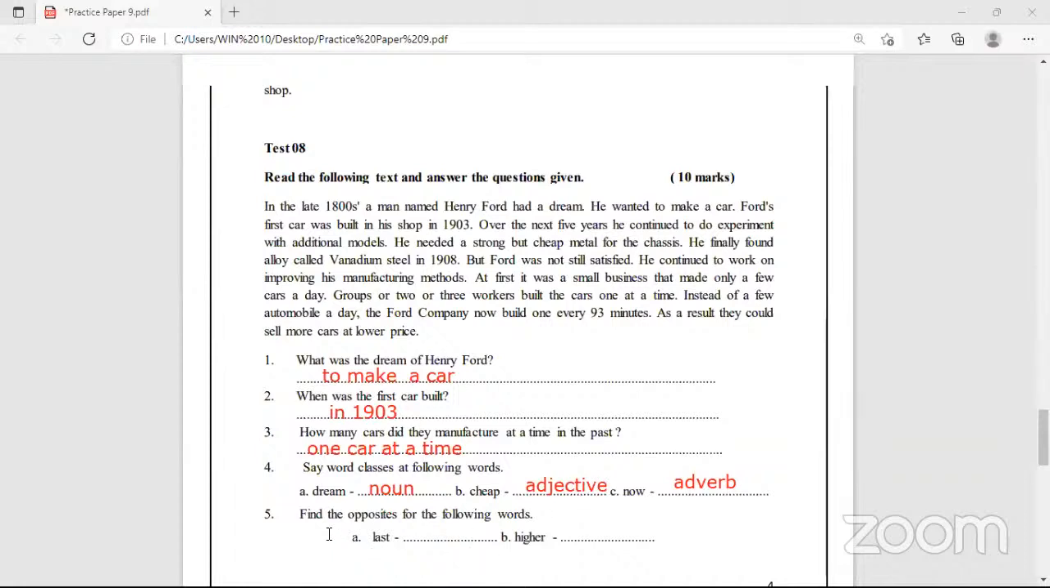Right. Fifth one, find the opposites for the following words. Opposites, viruddha pada. Last, first, opposite is first. Higher, opposite is lower.